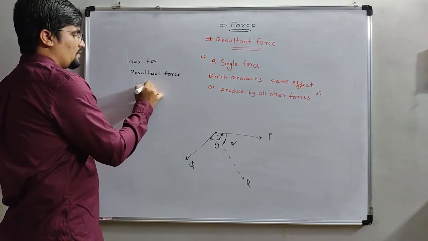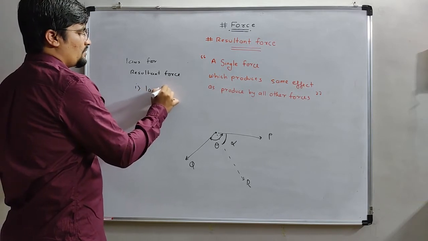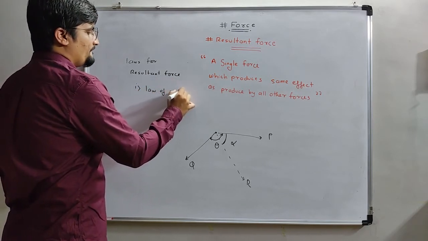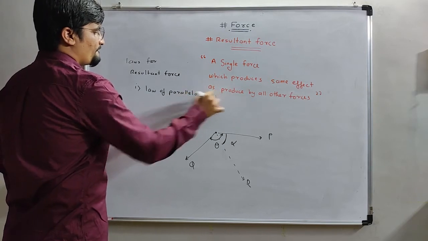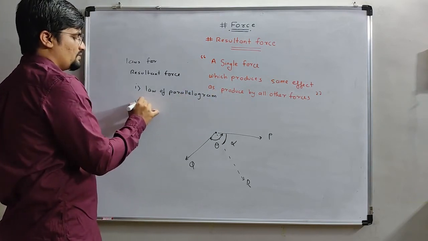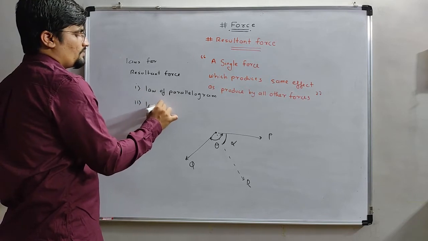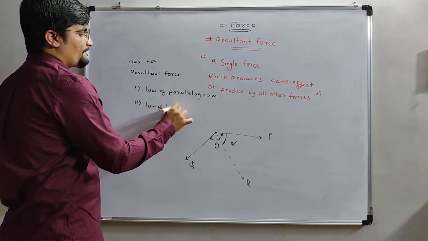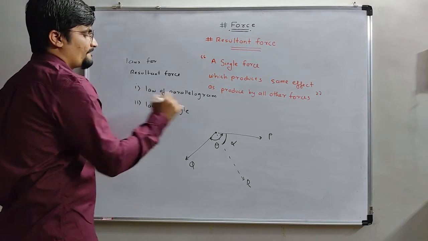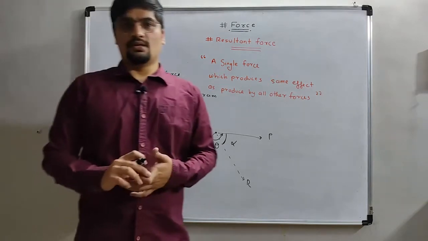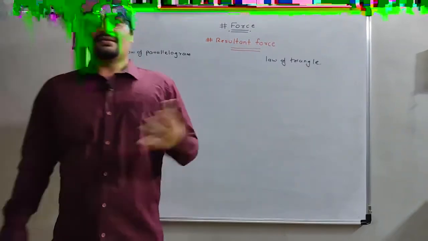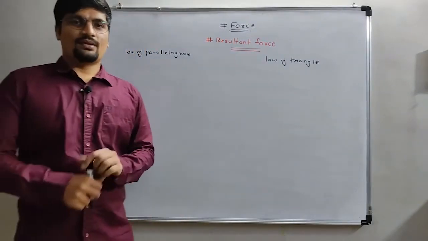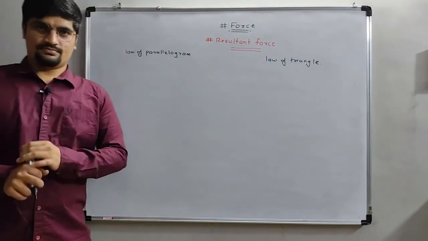First one is the law of parallelogram. Second one is the law of triangle. These two laws are used to find the resultant force. Let's understand these two laws. First one is the law of parallelogram.